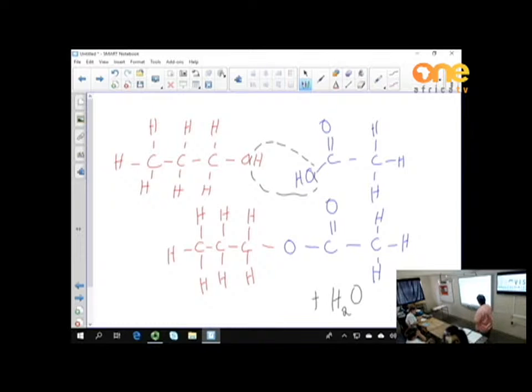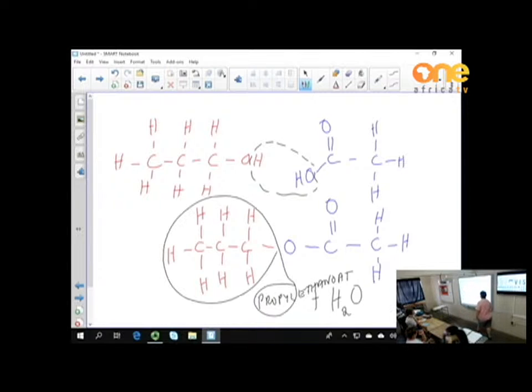So, the name of the compound: I have methane, ethane, propanol, and I had ethanoic acid. So I will have propyl ethanoate. Okay? Well, the propyl part is from the alcohol, propanol. And the ethanoate is from the carboxylic acid, ethanoic acid. So it's propyl ethanoate. If I had ethanol and ethanoic acid, it would be ethyl ethanoate.